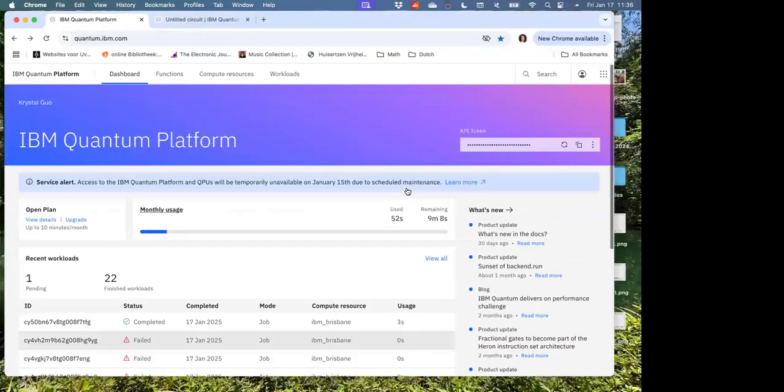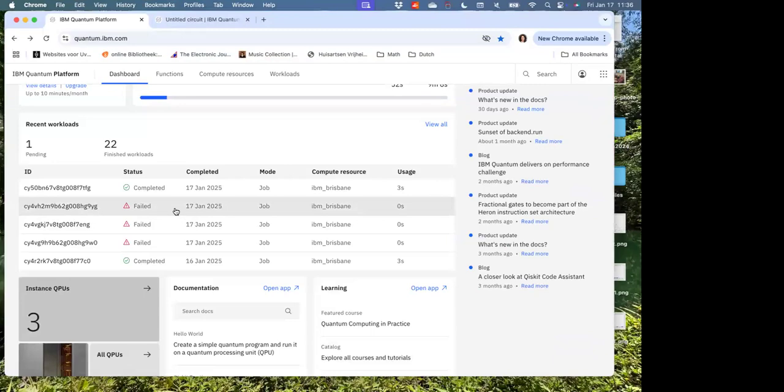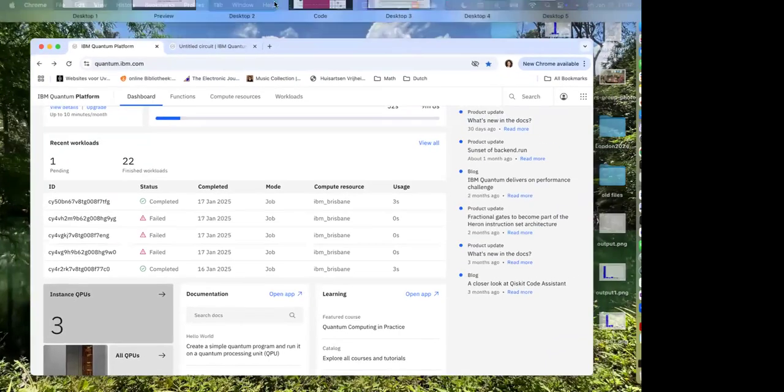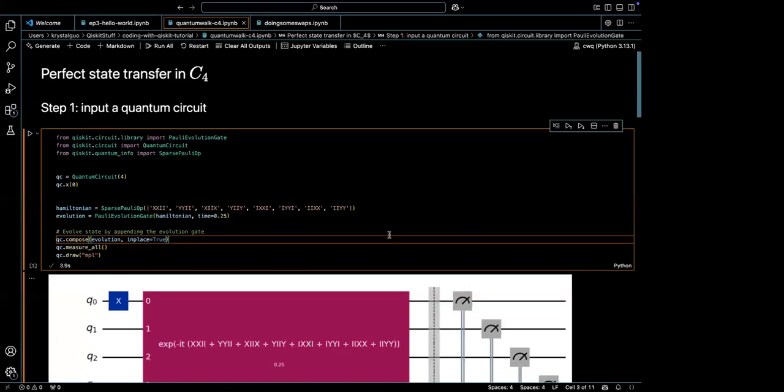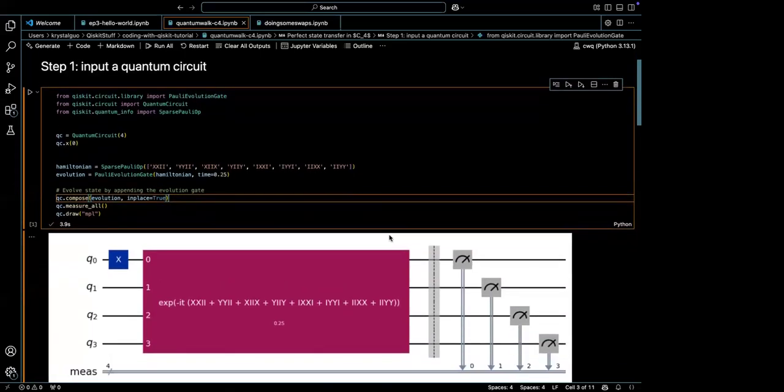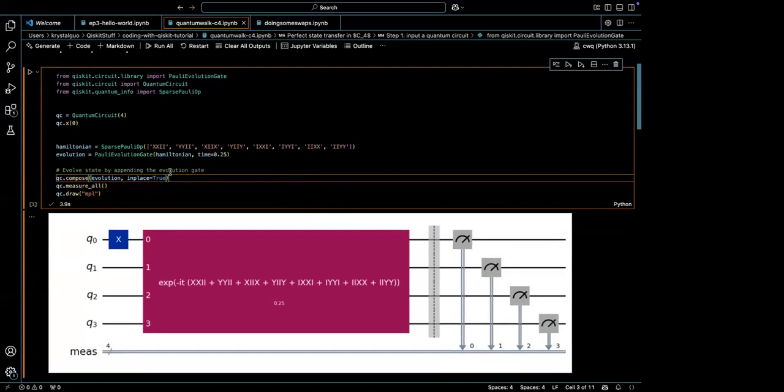No, I'm not. Okay, look, here's the IBM quantum platform. I have run 52 seconds of stuff. Yeah, there are multiple failed jobs. I don't know why. Okay, so now let's just attempt to run a job on this thing. So the first step is to input the quantum circuit.